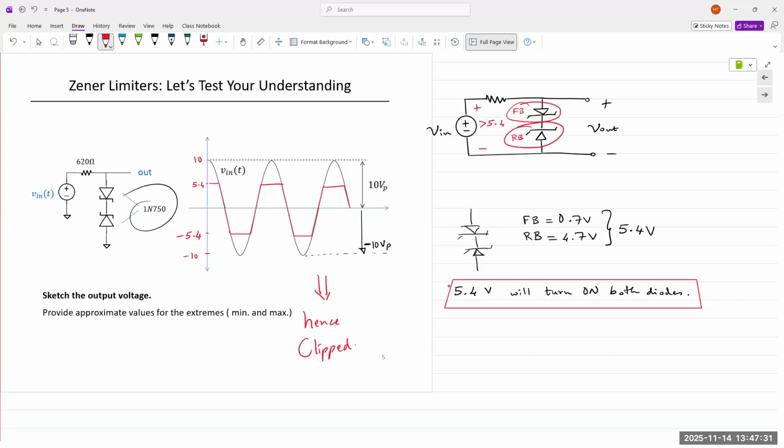Does that make sense to everyone? If it's not above 5.4, let's say if it's 5.3, well, both diodes will be off because it's just not enough to turn on the diodes. Does that answer your question? Yeah, thank you. So they're kind of just combined. Yes, combined. Thank you.